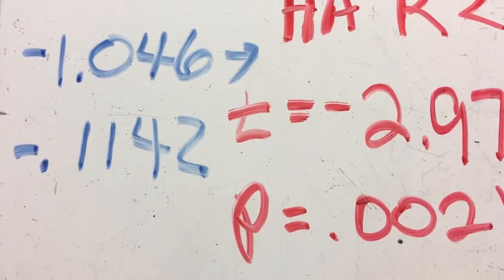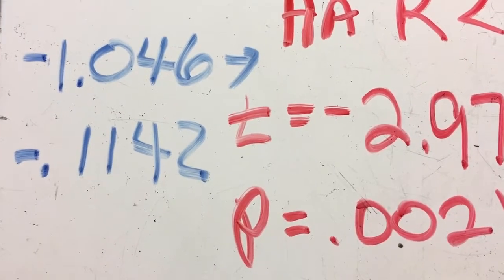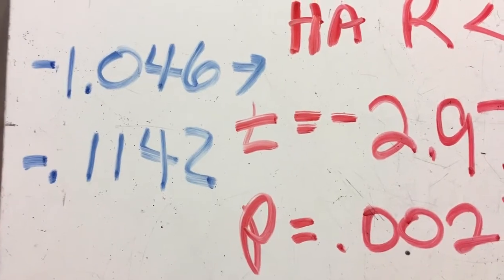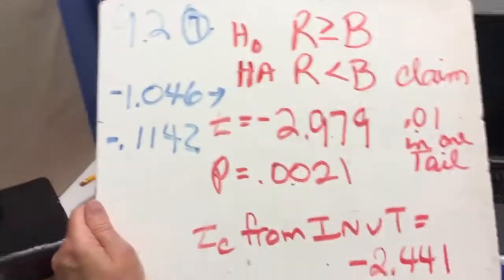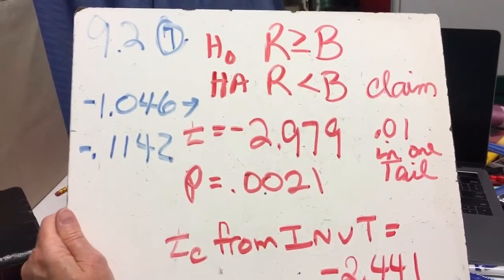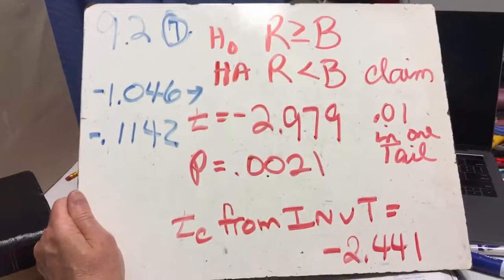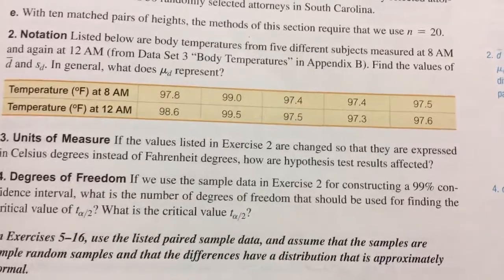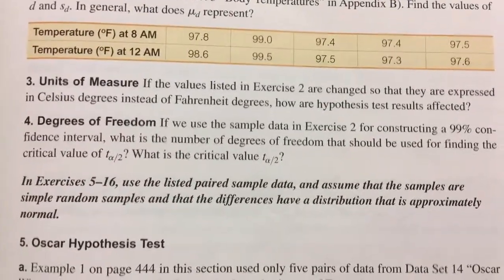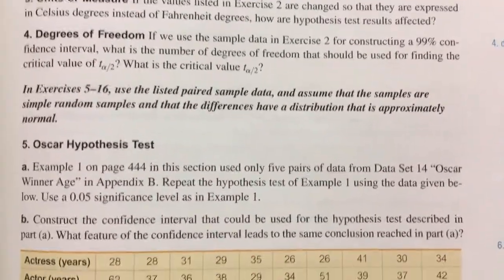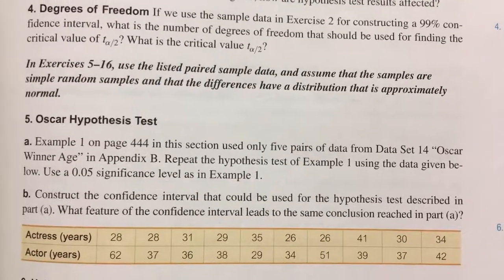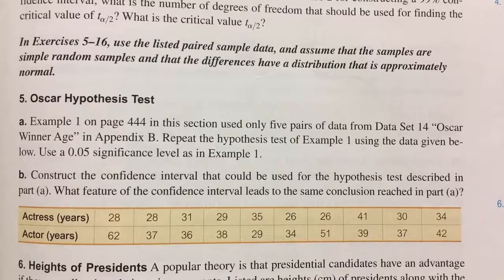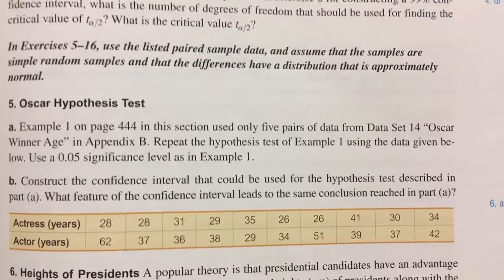as claimed, the blue leads to more creativity than the red, and that is the end of problem 9.2 number 7, and we move to the last one. And the last video problem that you're going to see in this class. Do I hear applause? Here is Oscar Hypothesis Test, Example 1 on page 444 in this section.